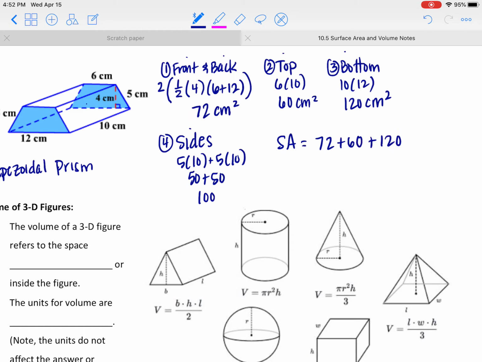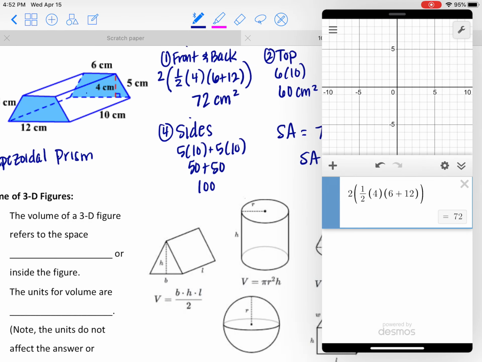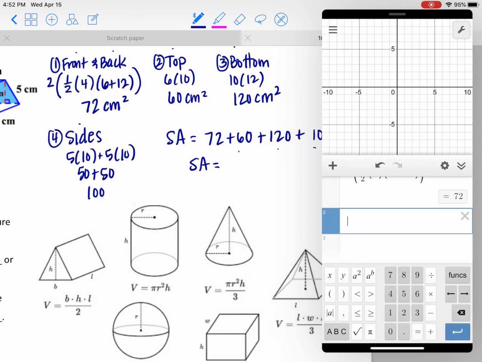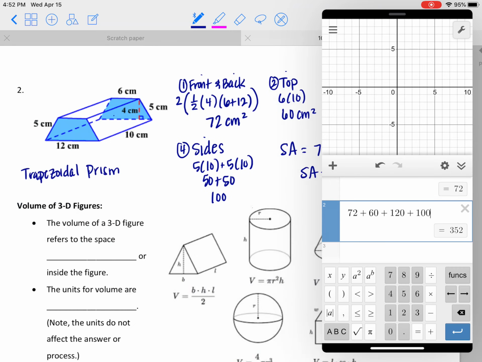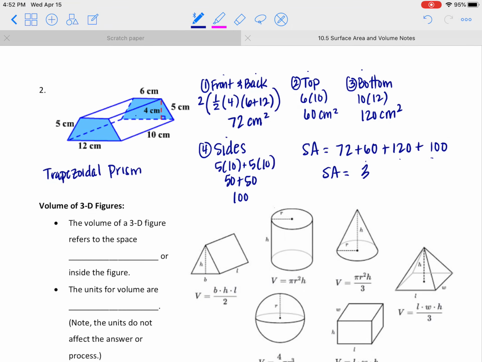Okay, so now let's add all these up. We've got 72, 60, 120, and 100. So this surface area is going to be, let's see, that's 220, 280, 352, but let me not chance anything here. Let's see, 72 and 60 and 120 and 100 is, yep, 352. So 352 centimeters squared.